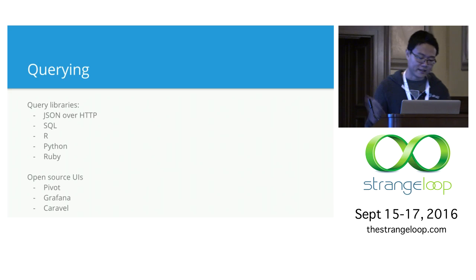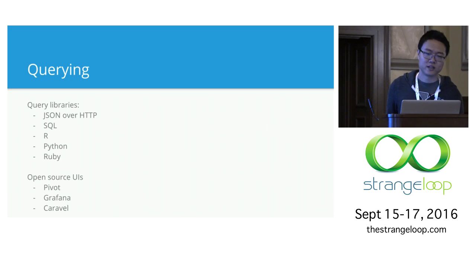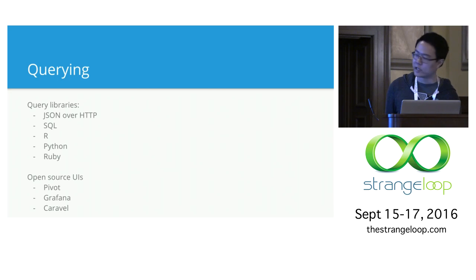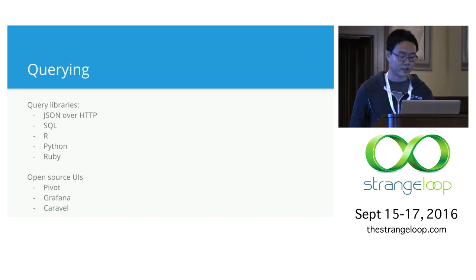Getting data out of Druid, the native query library is JSON over HTTP, but there are also community-contributed libraries for SQL, R, Python, Ruby, Perl, and pretty much every language you can imagine. There are multiple open source UIs. There's Pivot, which I just demoed. There's Grafana, if you're from the operations world. And then Airbnb actually created a dashboard called Caravel that you can use as well.